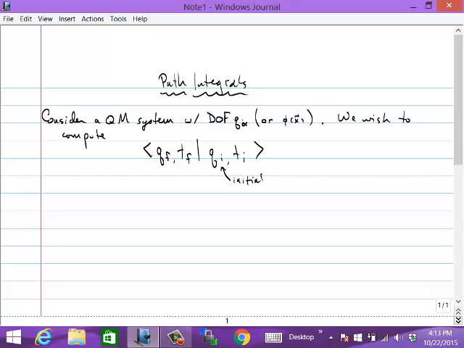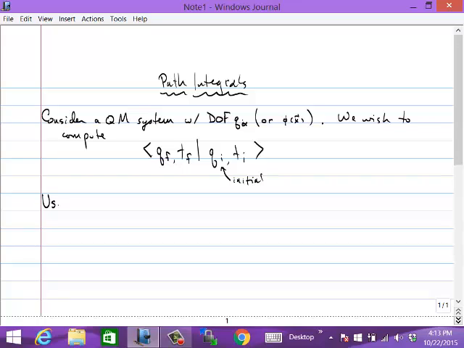If, for example, you were just studying the motion of a single particle, q_i would be the initial position of the particle, and q_f would be the final position of the particle. And we want to study this transition amplitude as a function, say, of t final minus t initial. So this is the basic object of interest in quantum mechanics.